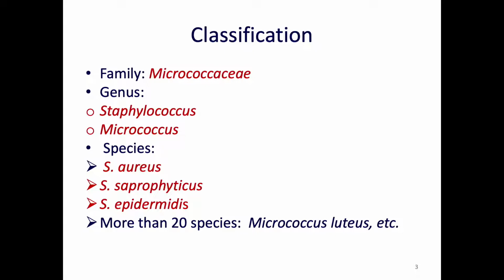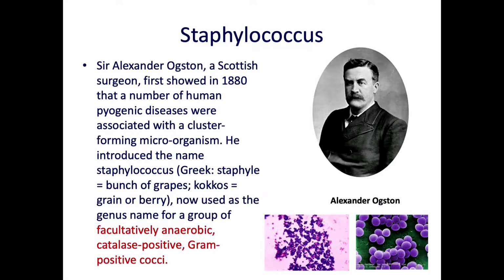All of them belong to the family Micrococcaceae, and for us, genus Staphylococcus and Micrococcus, and the species Staphylococcus aureus, saprophyticus, epidermidis are more important than the others because they are associated with different infections. But actually there are many other species included in this family, and among them we can name, for example, Micrococcus luteus. There are many others.